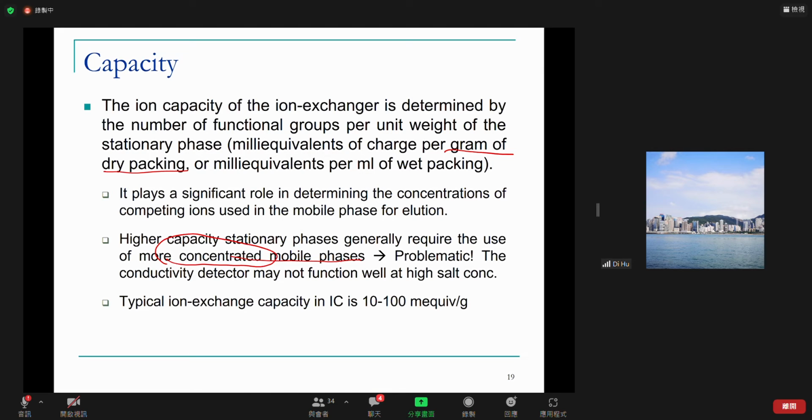Why? If it's too low, it's very easy for your column to get overloaded, and you get a very small dynamic range, right? That could be difficult to handle. So a typical ion exchange capacity of IC is normally 10 to 100 milliequivalents per gram. Okay, and when you load a sample, you also don't want it to exceed 5% of the total capacity.